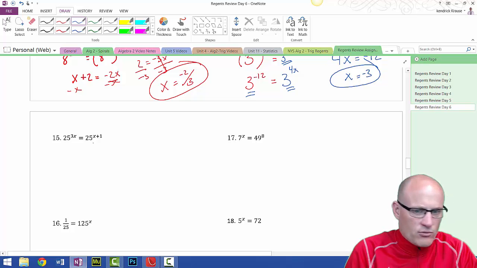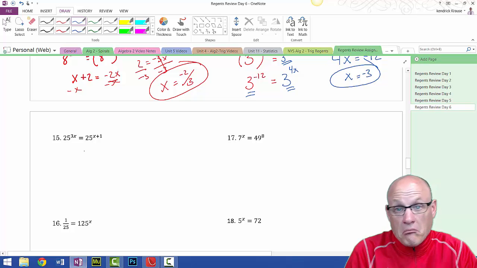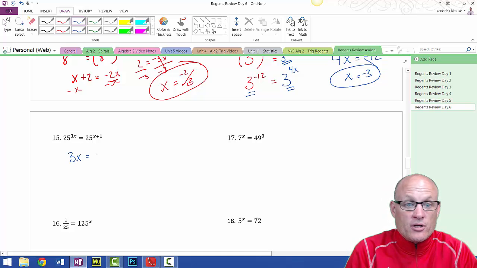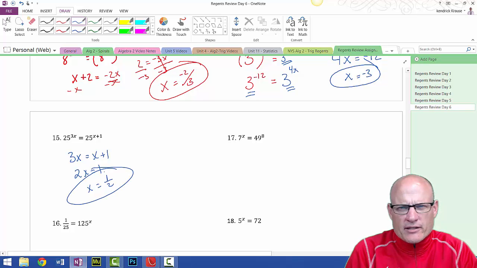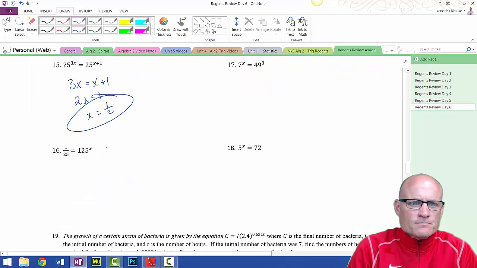I did not write this problem correctly. Well, all right, well, okay. The bases are the same, so I'm going to get 3x equals x plus 1, so 2x equals 1, or x equals 1/2. That'll never be on a test. It's too easy. I somehow miswrote that question, so we'll skip that.